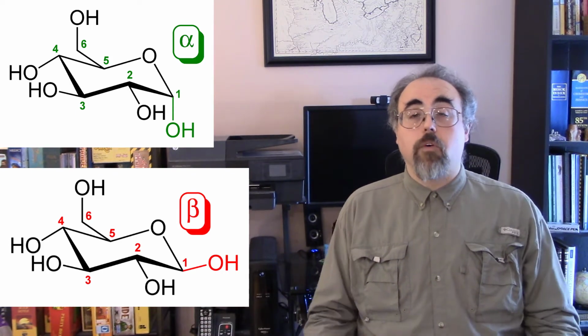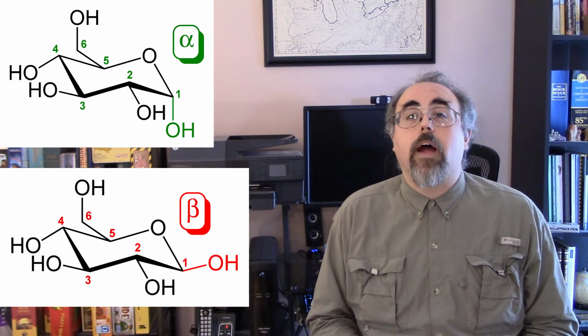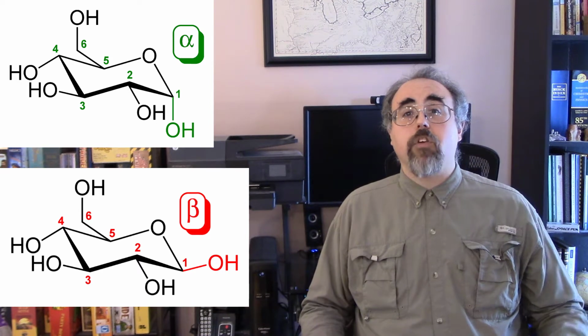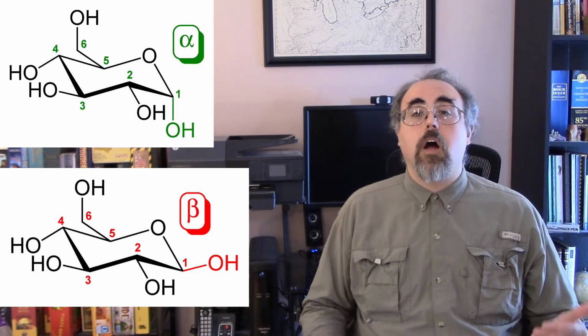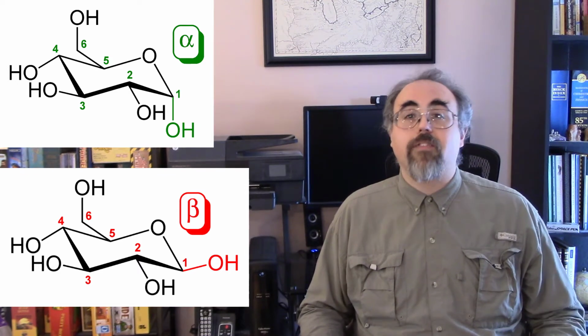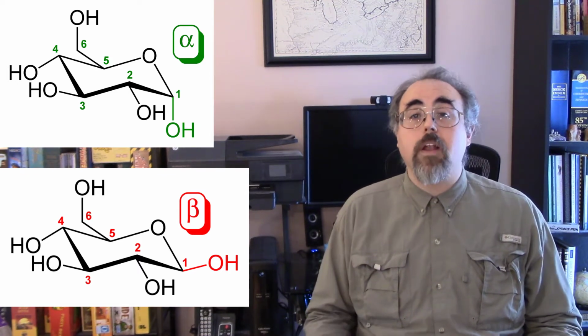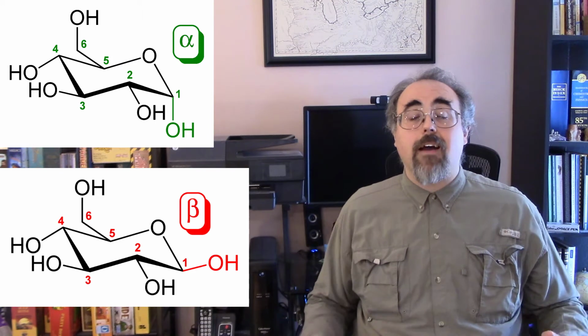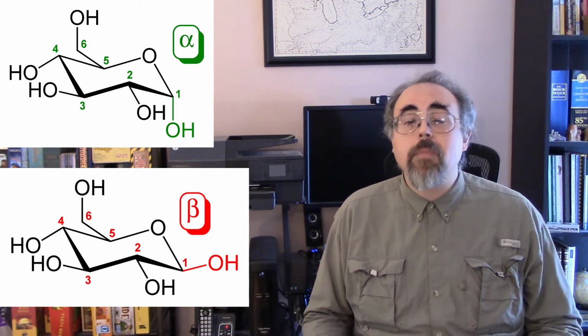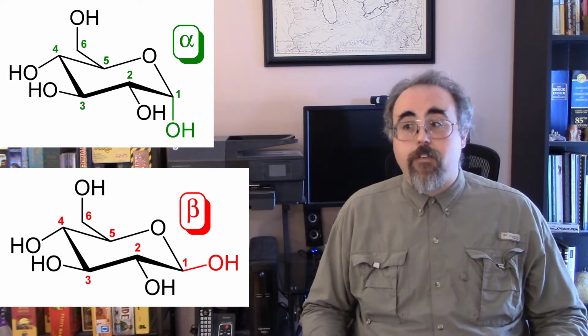So for maltose, which is one of the simpler disaccharides, you've got two glucose molecules. And so you're going to have the one carbon of the first glucose, and it's going to have the glycoside bond to the 4 carbon of the second one. Basically, I like to think of it as head to tail. The 4 carbon is basically a tail. And that's going to be an alpha glycoside bond.